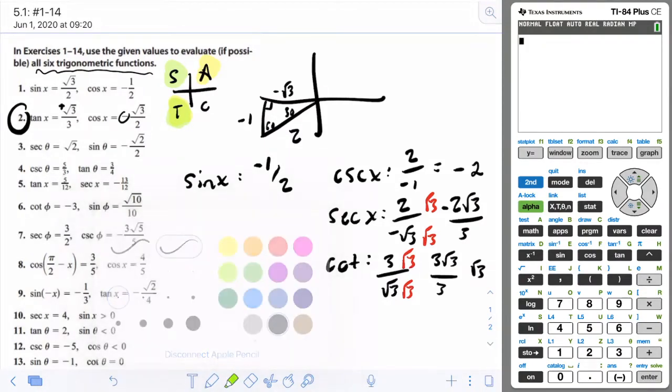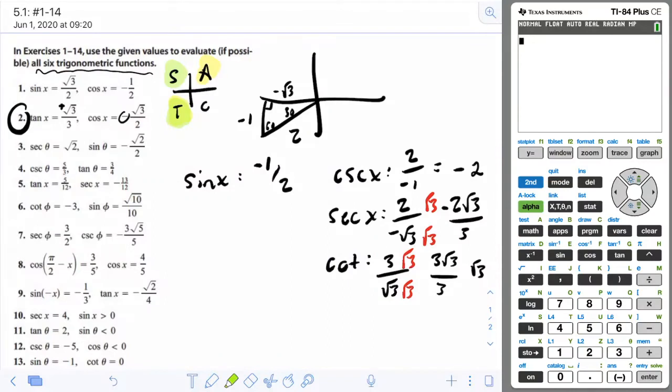So just to highlight our answers so that we're comfortable here, for cosecant of x, it's negative 2. For secant of x, it's negative 2 root 3 over 3. Cotan of x, didn't write my x, is going to be just root 3, and then the sine of x is negative 1/2. So that's how to do an example like number 2.